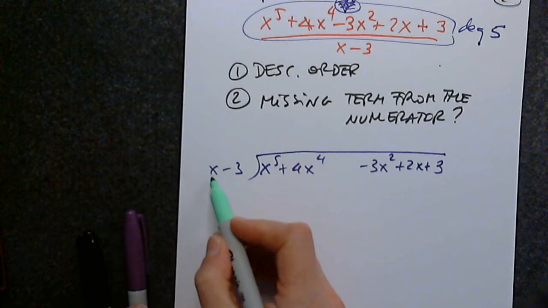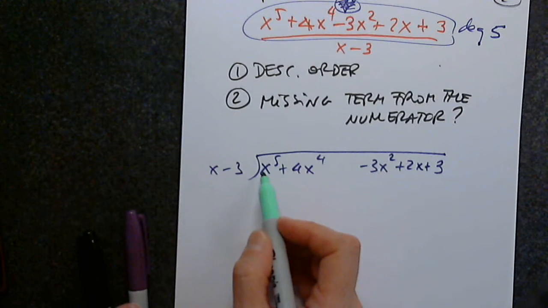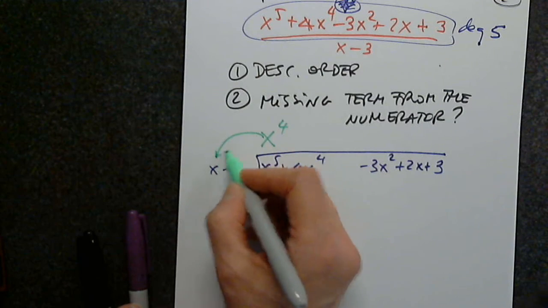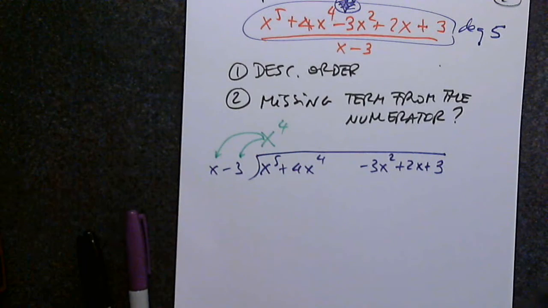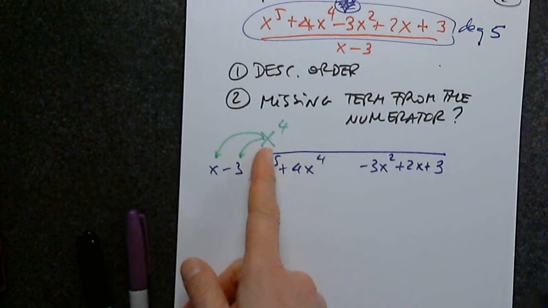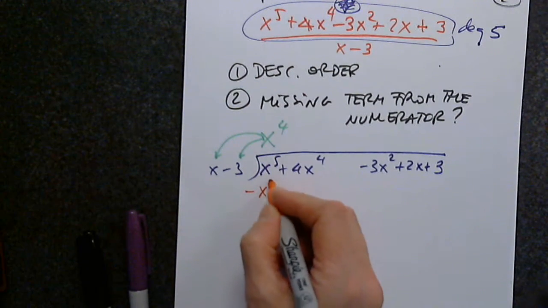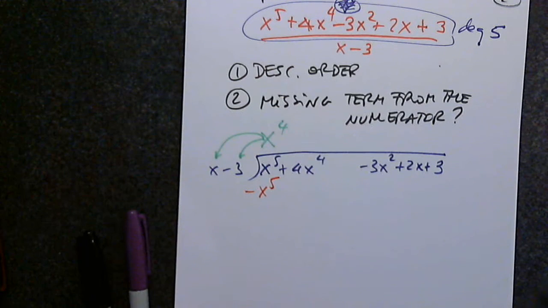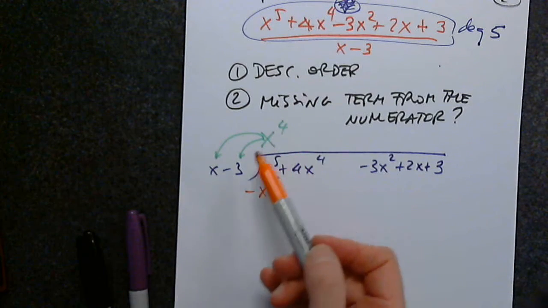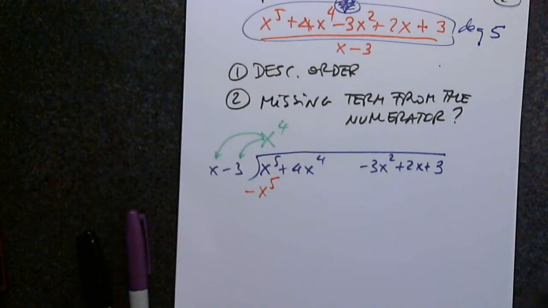Ready? X times what is x to the fifth? X to the fourth. We have to go back and distribute to both terms. We have to write under like terms and change the sign to the opposite sign. How much is x to the fourth times x? But I have to subtract. X to the fourth times negative 3 is negative 3x to the fourth, but I have to subtract.